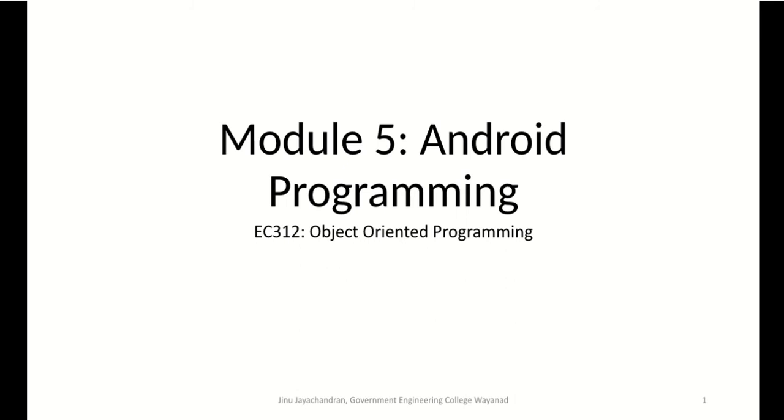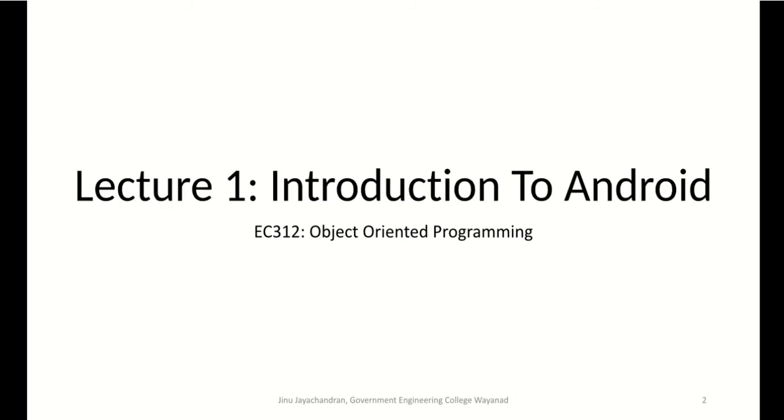So we are looking at Module 5 Android Programming of the course EC312 Object Oriented Programming. This is the first lecture. In the first lecture we are going to introduce Android. So we'll be going through the evolution of Android, what are its main features and what is the basic architecture of Android.